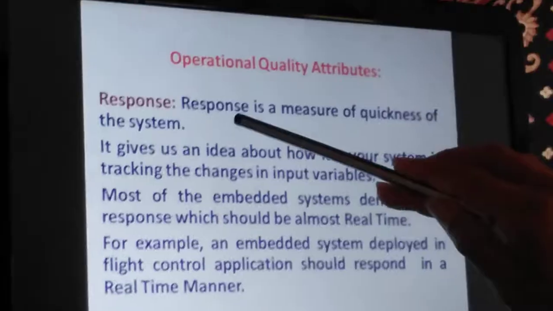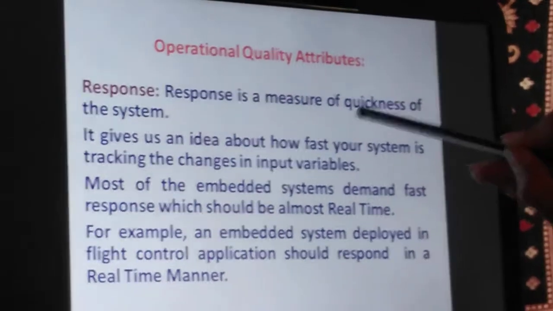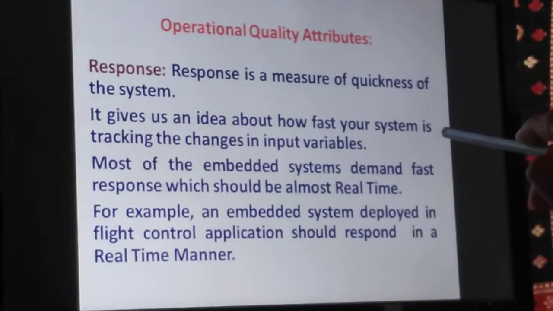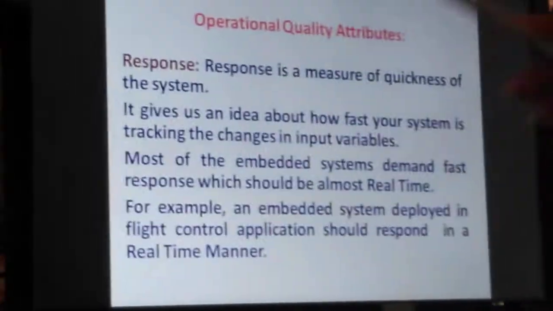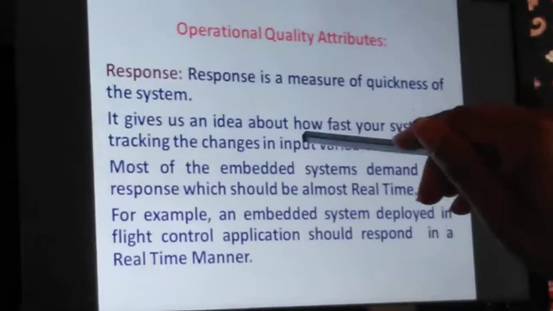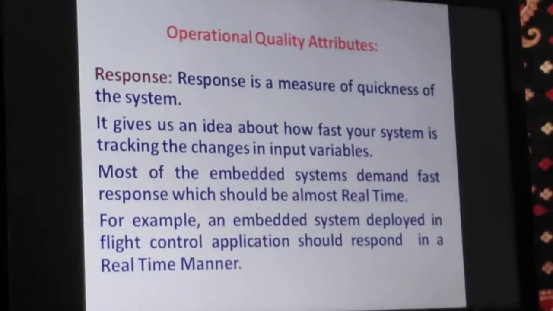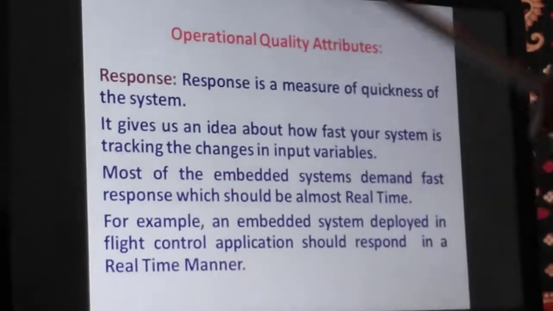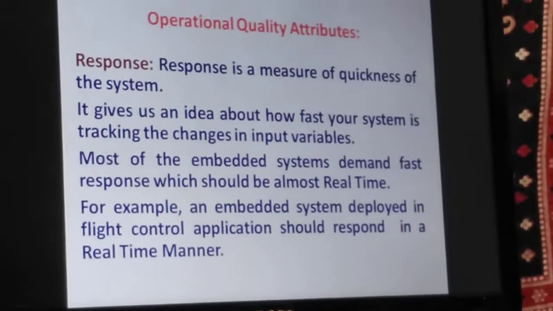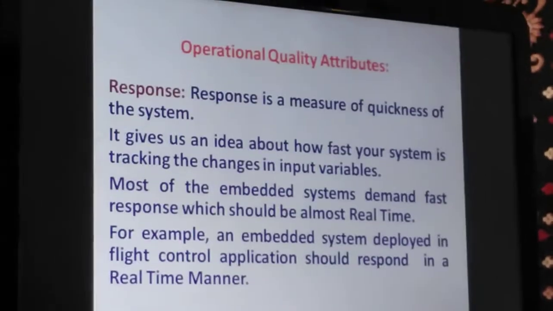Response. Response is a measure of quickness of a system. Very important here is the quickness of the system. It gives us an idea about how fast our system is tracking the changes in the input variable. For example, as soon as I apply the brake in an automobile, the automobile should stop. Here the application of the brake is an input, and for that, my vehicle should stop. That is a response.